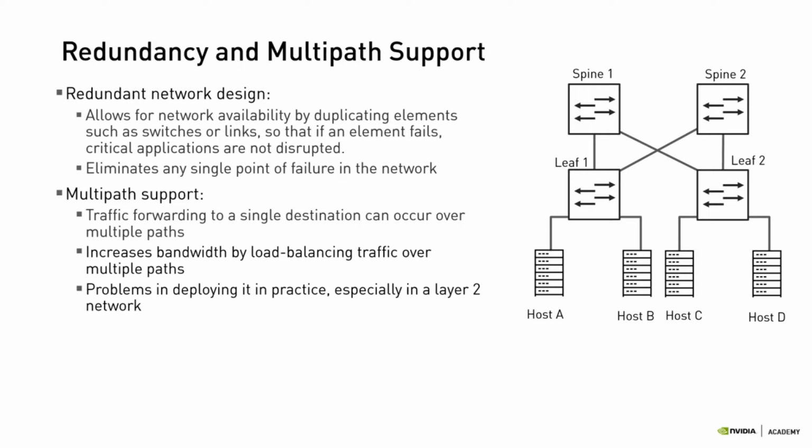But if there are two available paths, why not use them both at the same time? This will allow for load balancing the traffic, hence providing twice the bandwidth and better resource utilization. This is the advantage of multipath support. Multipath is a strategy where traffic forwarding to a single destination can occur over multiple paths. It can substantially increase bandwidth by load balancing traffic over multiple paths. However, it may be difficult to deploy it, especially in a layer 2 network. Let's examine the reason for that.